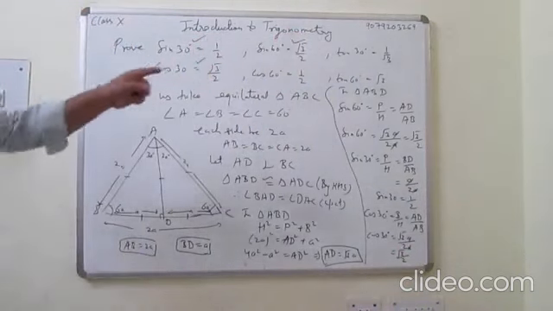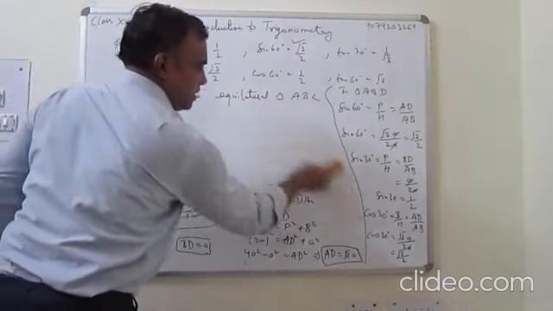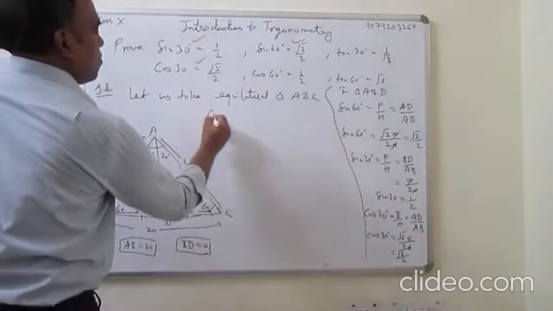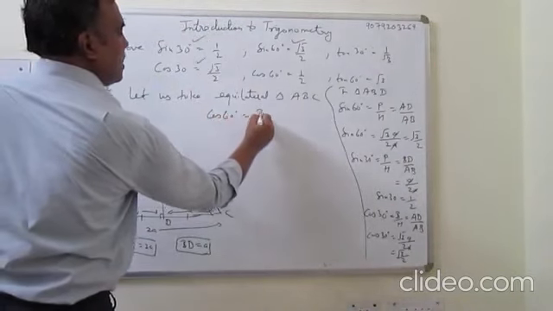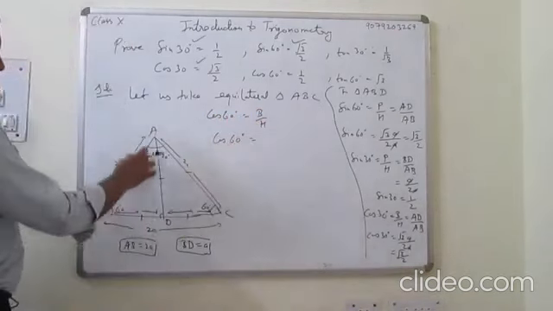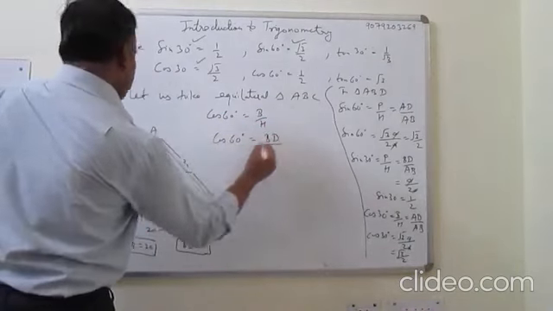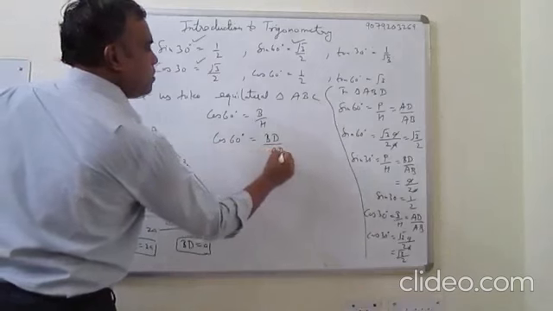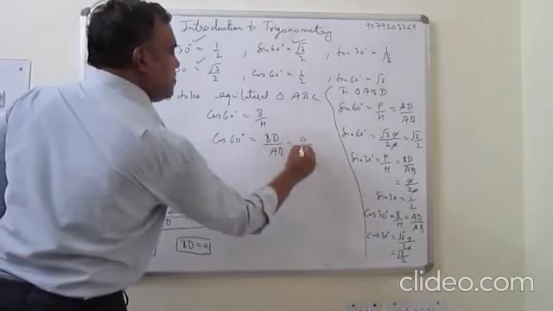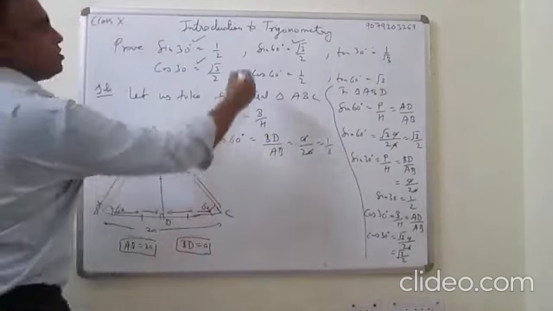Now I will calculate cos 60. Cos 60 is equal to, again base upon hypotenuse. What is base now? In cos 60 base is BD, hypotenuse is AB. What is BD? BD is A and AB is 2A. So it is 1 upon 2. Cos 60 is 1 upon 2.